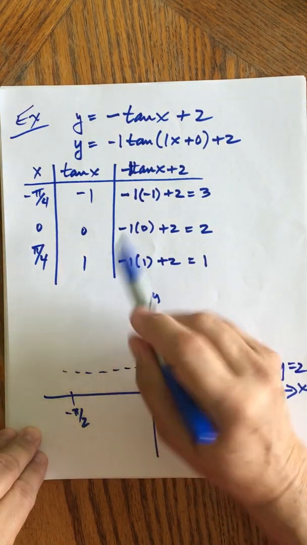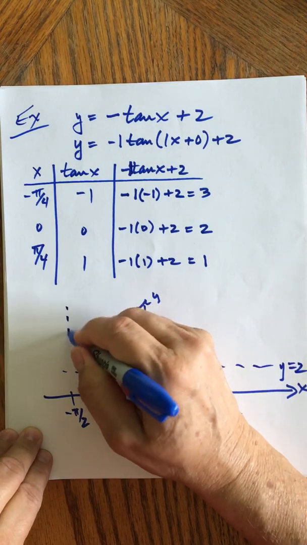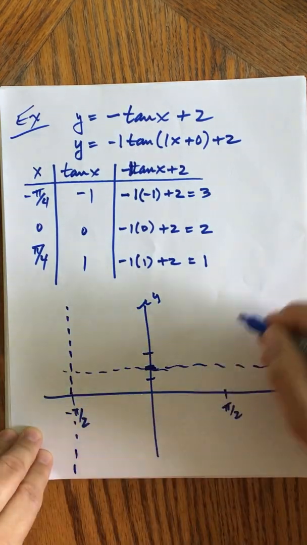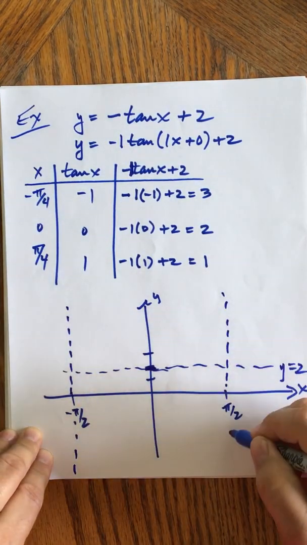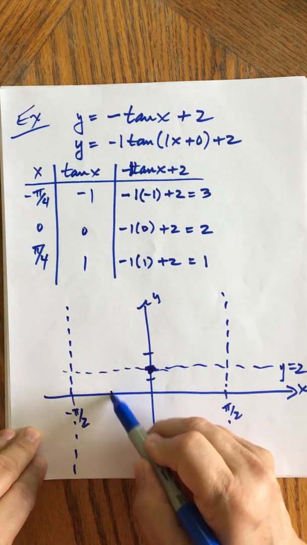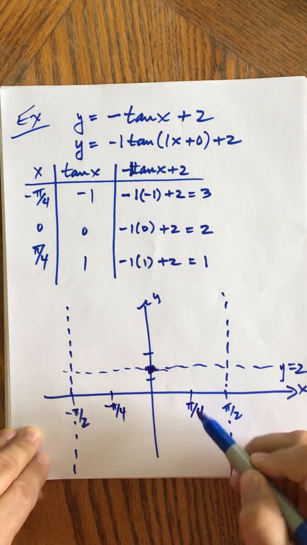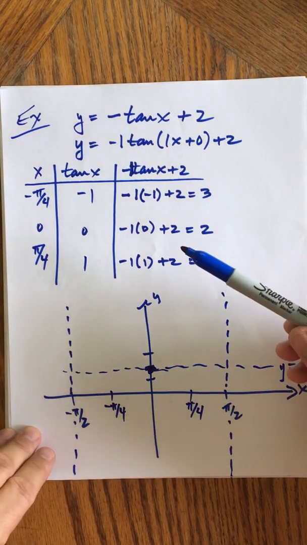And I still have no horizontal changes, so b is 1, c is 0, so my asymptotes are still negative pi over 2 and pi over 2, right? I know I'm going to come in through here, right? And somewhere here at negative pi over 4 and then pi over 4, something's going to happen. So what's going to happen?